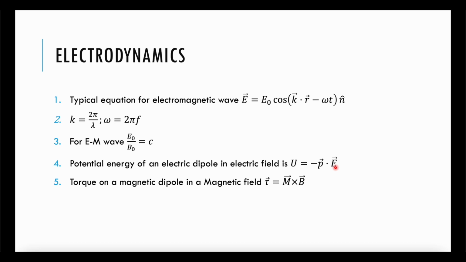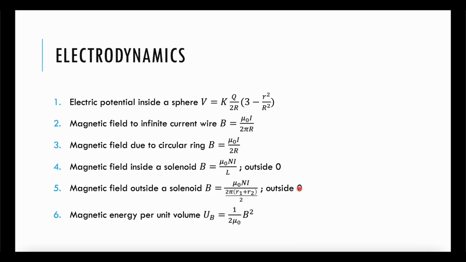Torque on a magnetic dipole in a magnetic field is tau vector equal to the magnetic dipole moment cross the magnetic field, or in magnitudes, MB sine theta, and M is in general current times area times number of turns. There was one problem in shift 3 which uses this formula. Now these are some list of formulas.